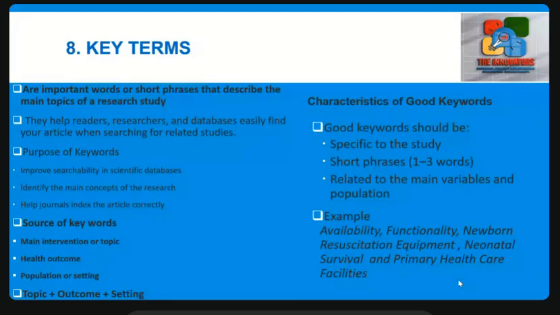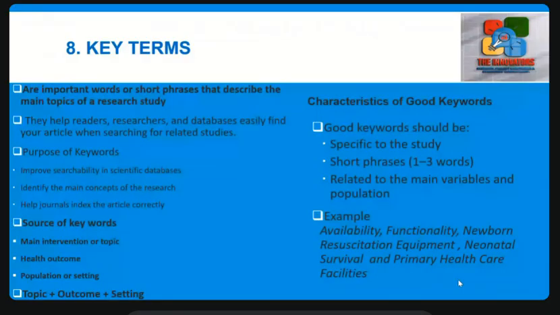The last part of a good abstract for a manuscript for scientific publication is the key terms. What are the key terms? The key terms are the important words or short phrases that describe the main point of a research or a study or a project or a report. They help a reader or researcher, as well as the citation databases like Google Scholar, PubMed, and Inlari, to search your article when it is published.